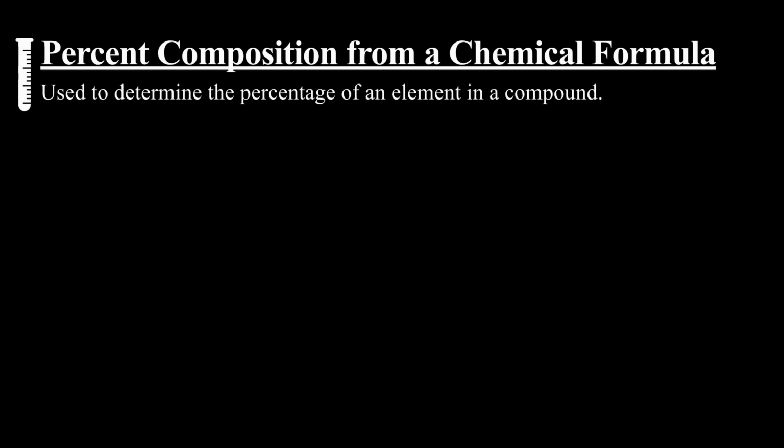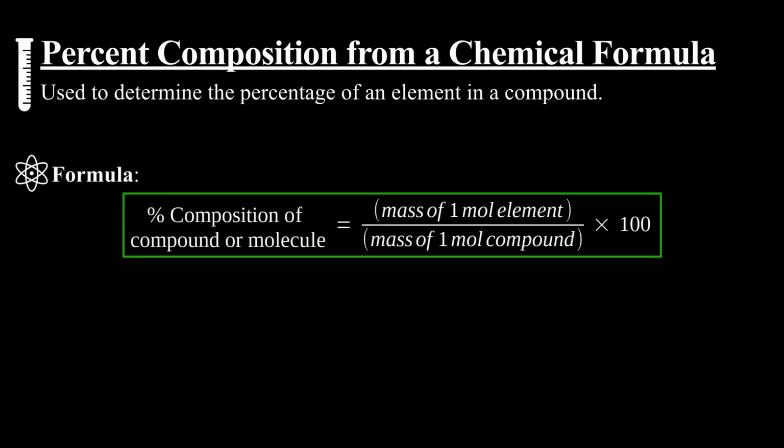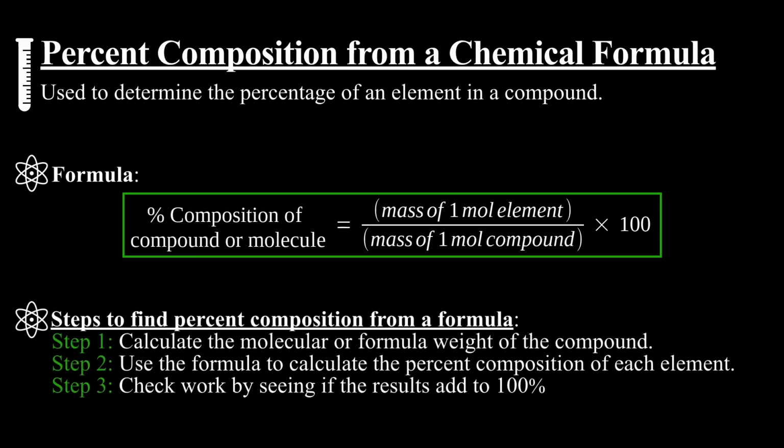So what are they? Percent compositions are used to determine the percentage of an element in a compound. So we have the formula where we have the mass of 1 mole of the element, let's say oxygen, over the mass of 1 mole of compound, let's say H2O, times 100 because it's a percentage. There's a few steps I've included for you to follow, and then we'll go through some problems.